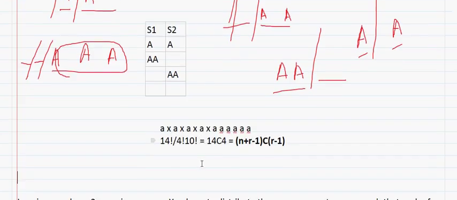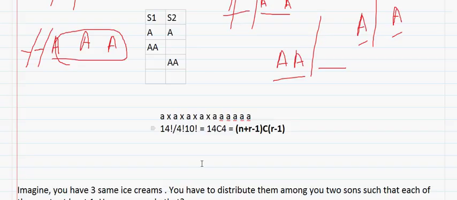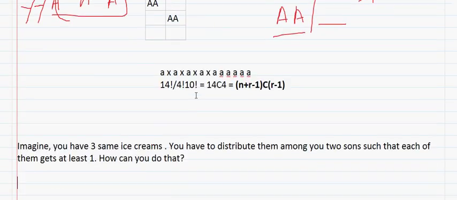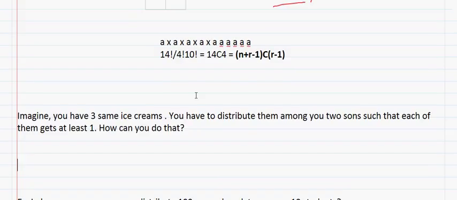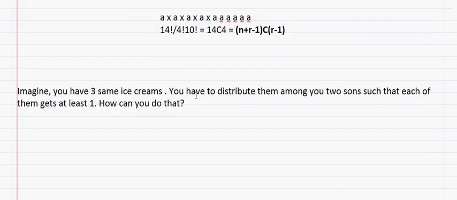So this would be the answer if we are trying to distribute this in a way such that the possibility is there that a few of them get nothing, right? There is no condition, so there would be cases where a few of them get nothing. Now the next question says 3 ice creams are there, you have to distribute them among 2 sons such that each of them gets at least 1, right?